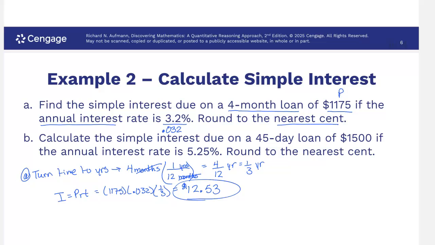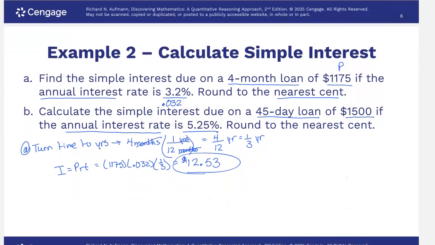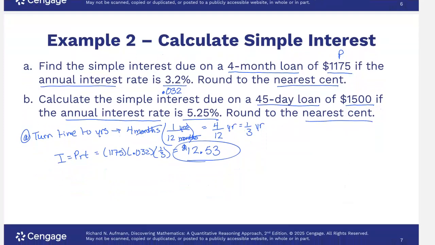Let's look at B. Calculate the simple interest due on a 45-day loan of $1,500 if the annual interest rate is 5.25%. And then again, we're going to round to the nearest cent. So we're going to have to turn that time to years again. We've got 45 days, and we know there's a relationship between days and years. The reason we want to go to years is because our interest rate is an annual interest rate.